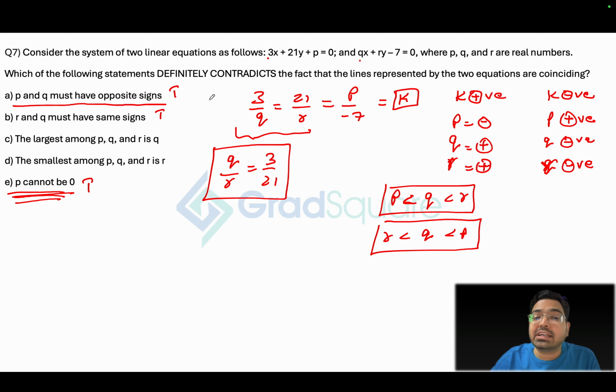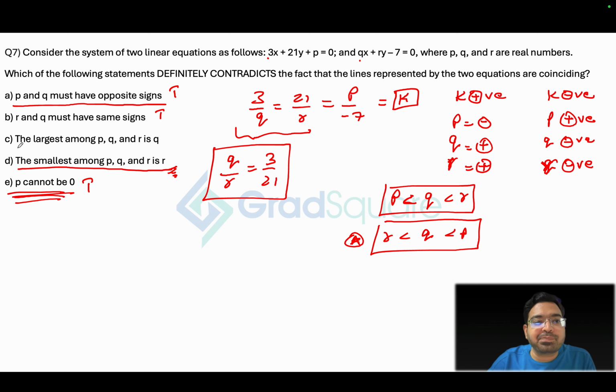Now which of the following definitely contradicts? Look at this. The smallest of P, Q, and R is R. In one of these situations, R is the smallest. So it does not definitely contradict the fact. It can be true, it can be false, but it does not definitely contradict.